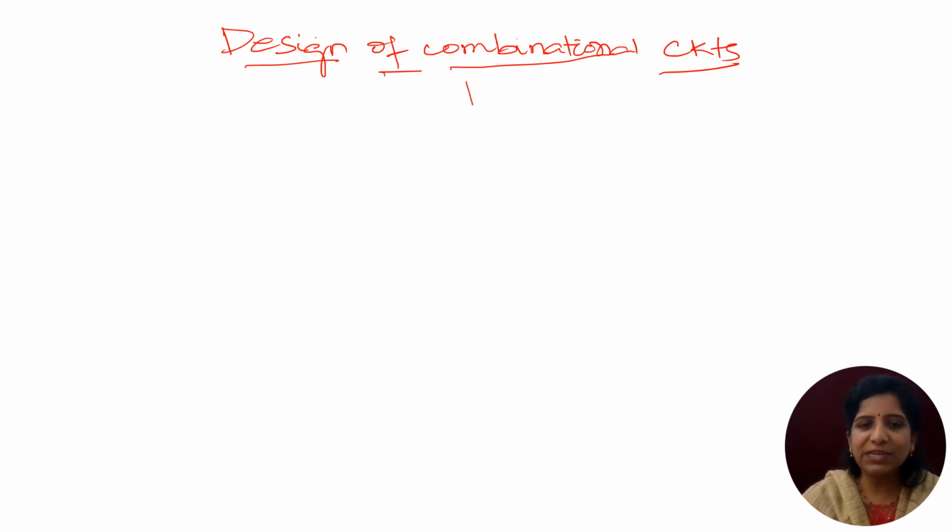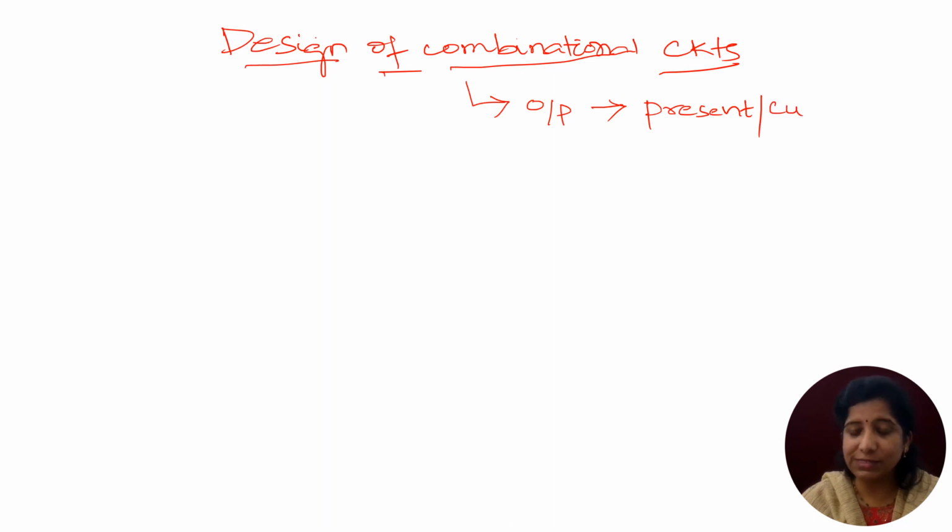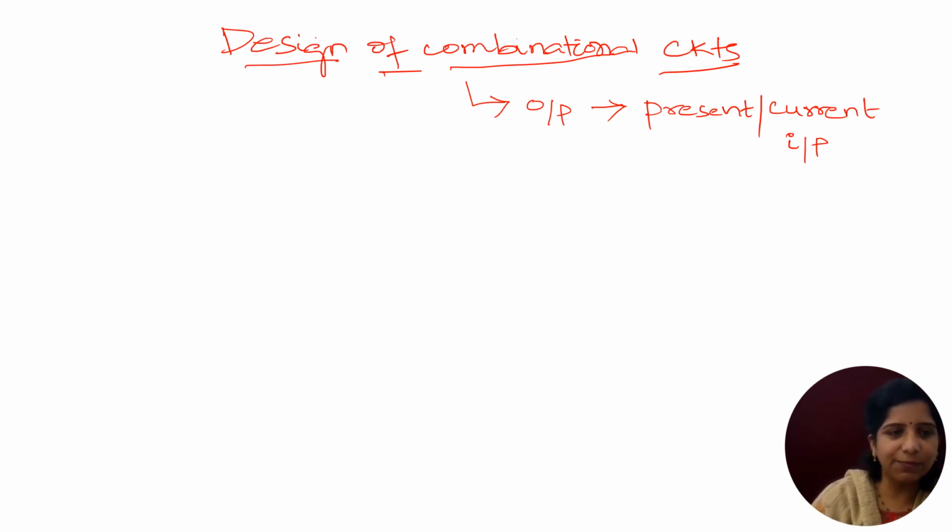So, what are combinational circuits? Combinational circuits means the output depends upon only the present or the current inputs. These circuits are designed by using the basic building blocks, the logic gates. Now, if I want to design a combinational circuit, first we'll see the design procedure.